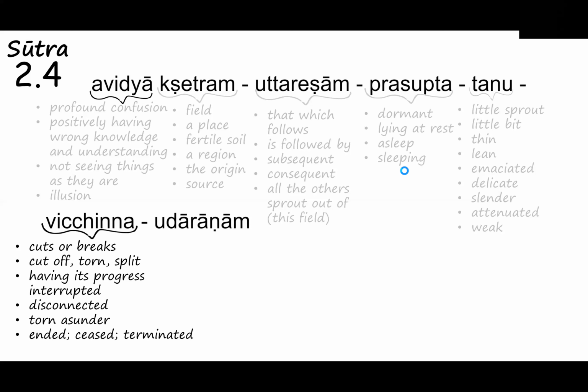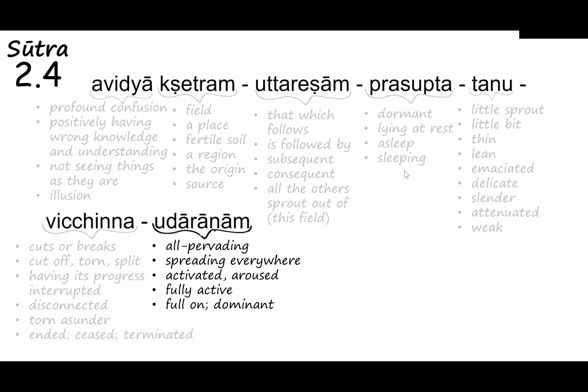And eventually, udaranam. So we can think of the kleshas as weeds if we want to. They can be all pervading. They can actually take over. They can be dominant. They can be full on, and there can only be one alpha klesha operating at a time, according to Patañjali, okay?